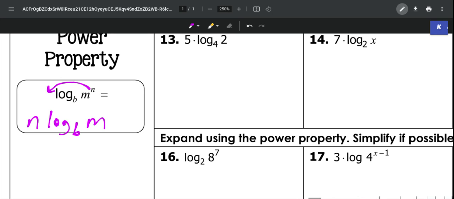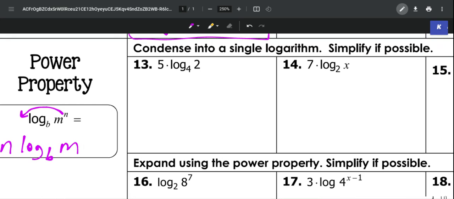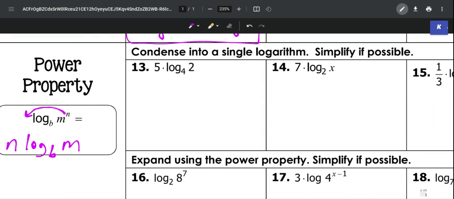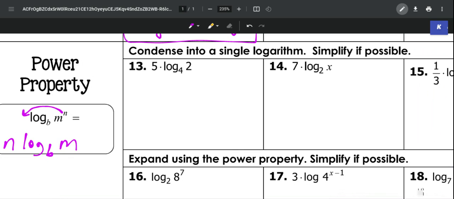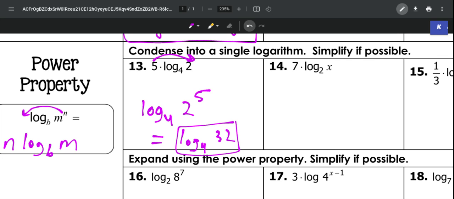Or you could go in the opposite direction. So if you want to condense it, you'll go in the opposite direction. So let's look at some problems. So 13, we have 5 times log base 4 of 2. All we do with this 5 to condense it is take it and make it an exponent of m, which in this problem would be 2. So it'd be 2 to the 5th power, which we can reduce even more, and it'll be log base 4 of 32.